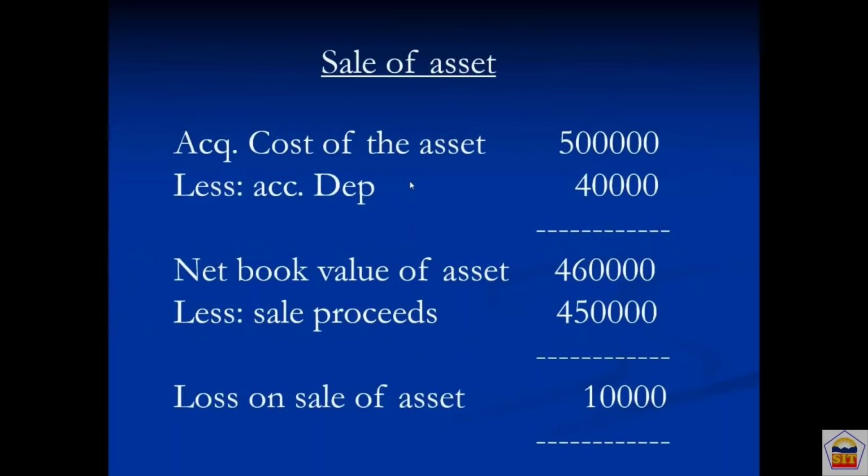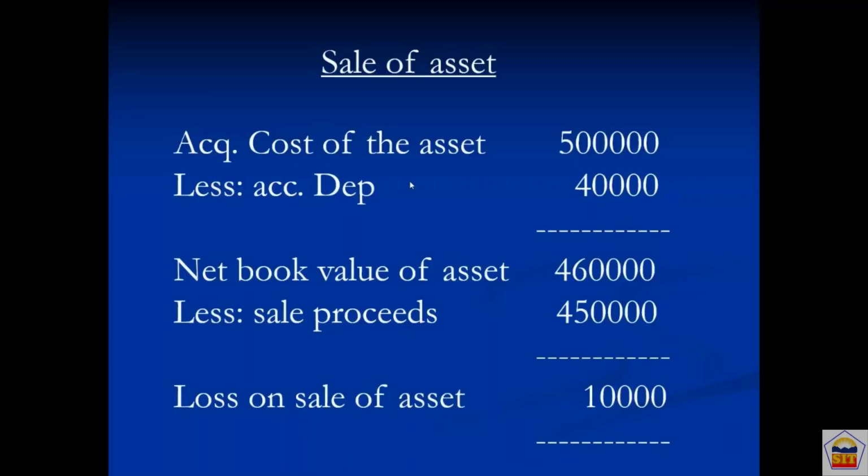And it is saying that if you are going to retire your asset, if you want to sell your asset, here we have a scenario. Let's say the value of that asset is 500,000, and the current value of that asset is 460,000. So this 40,000 is the depreciation, and we are selling that asset at 450,000. So 10,000 is a loss we are getting on the sale of the asset.